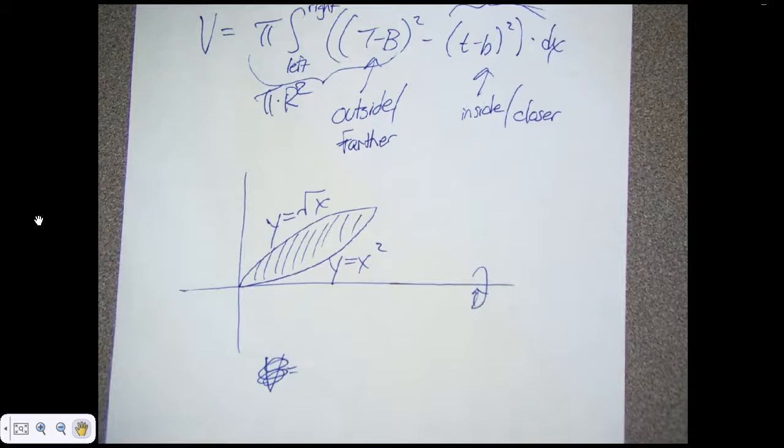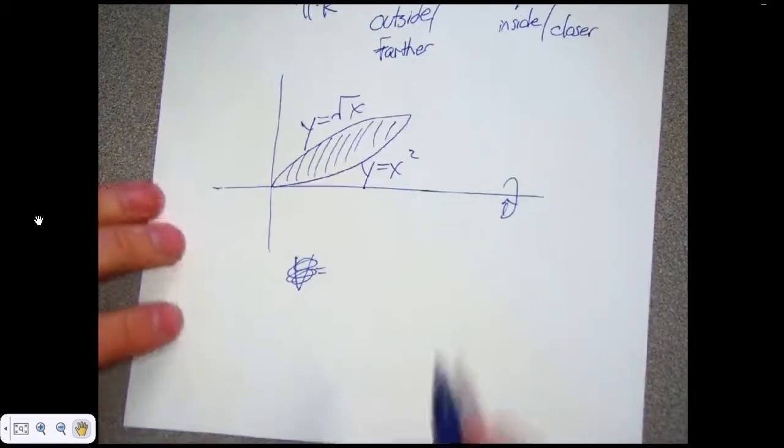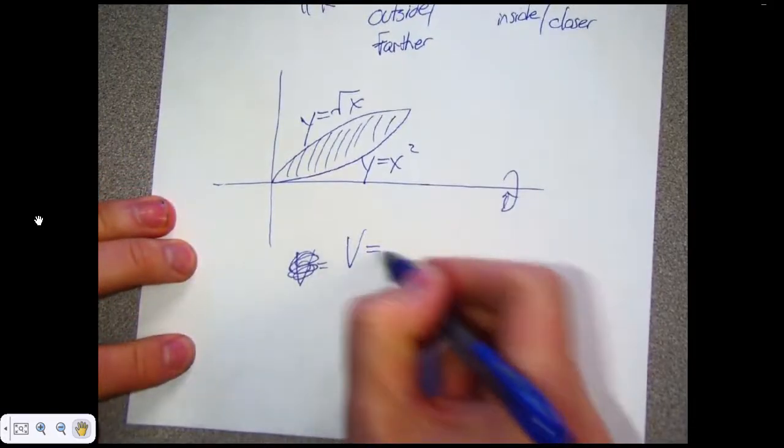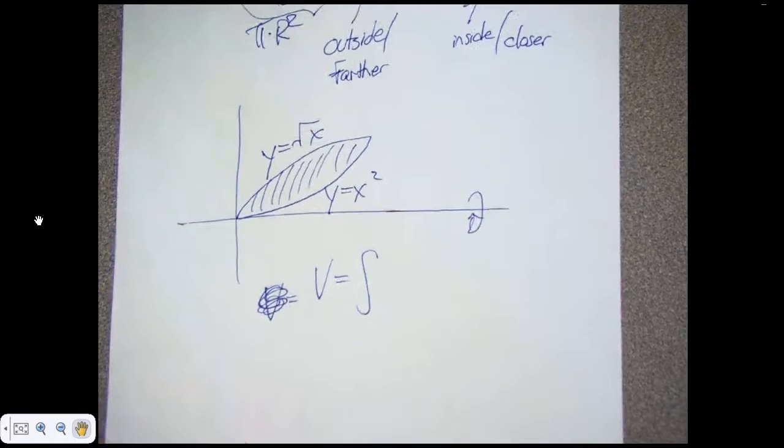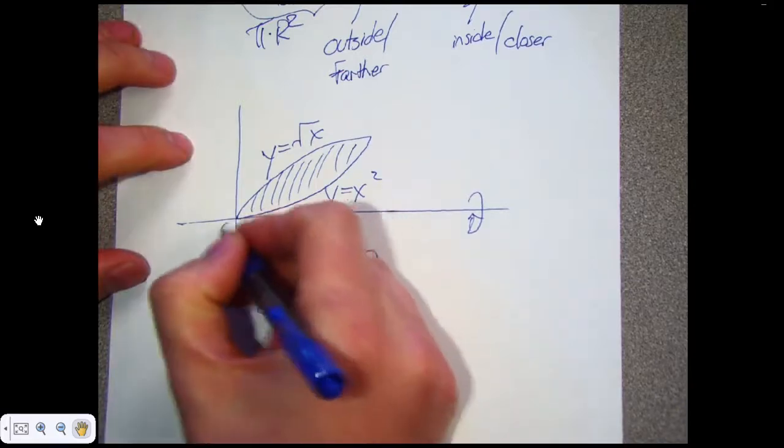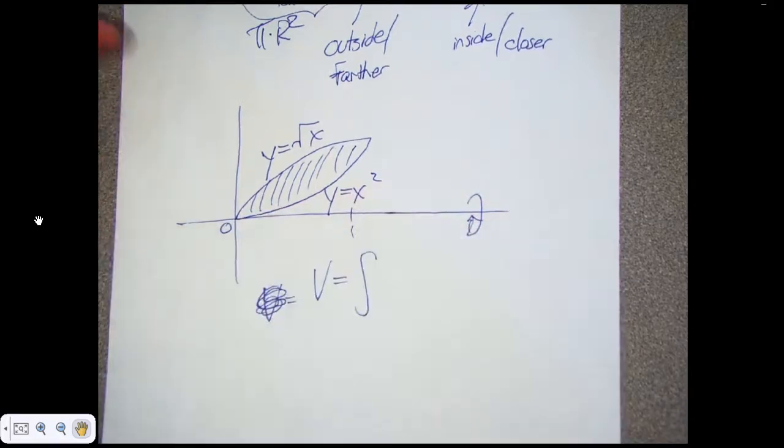I know you're totally confused right now. I'm okay with that. So let's look at how I would set this one up. I think it'll start to make more sense. First thing you do, just like you do with the areas, is find where they intersect, right? So what do I do with those two equations to find where they intersect? Set them equal to 0. This is going to be 0 and 1. I'll just tell you, it's just easier.